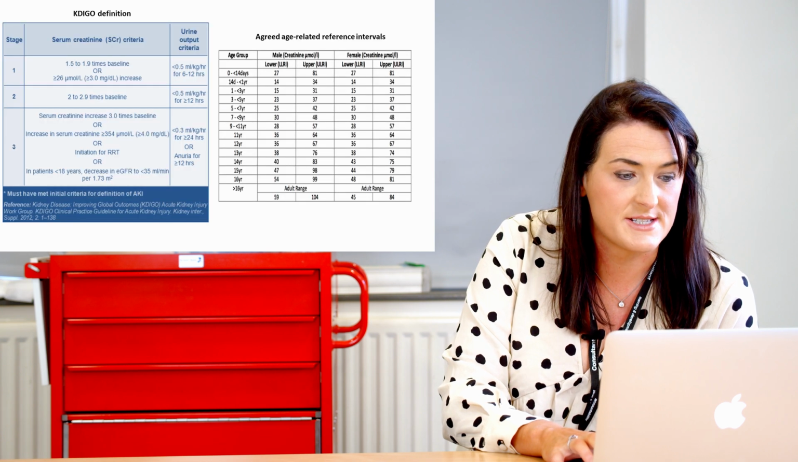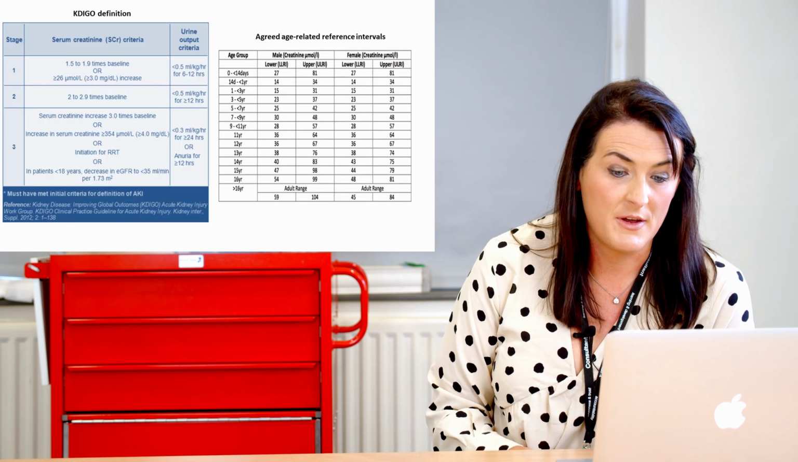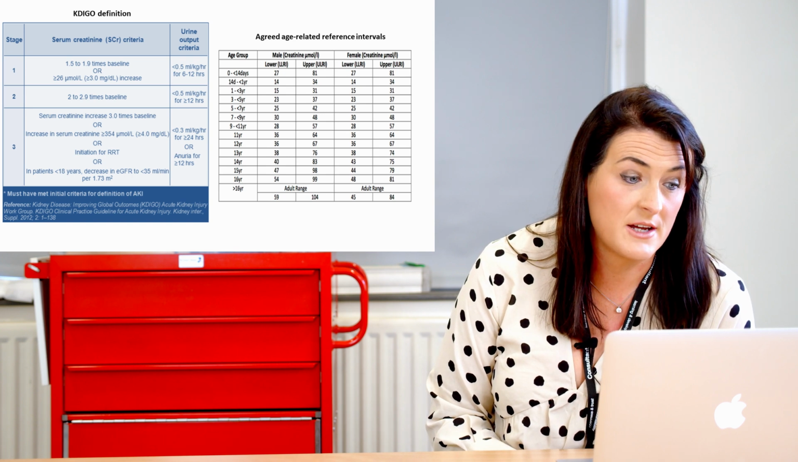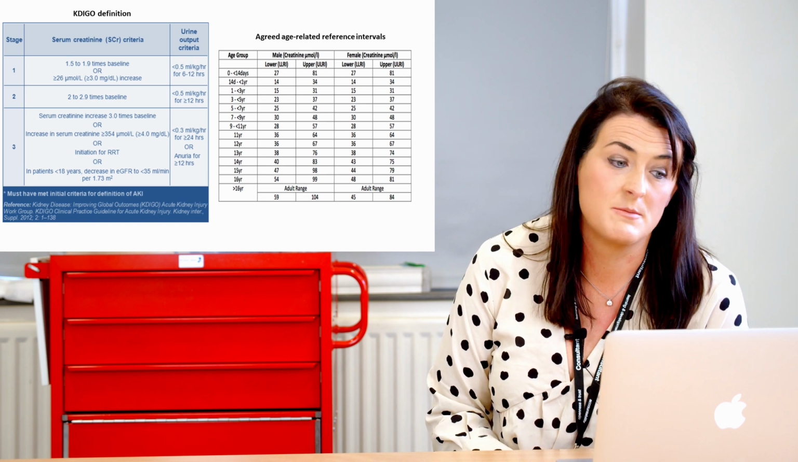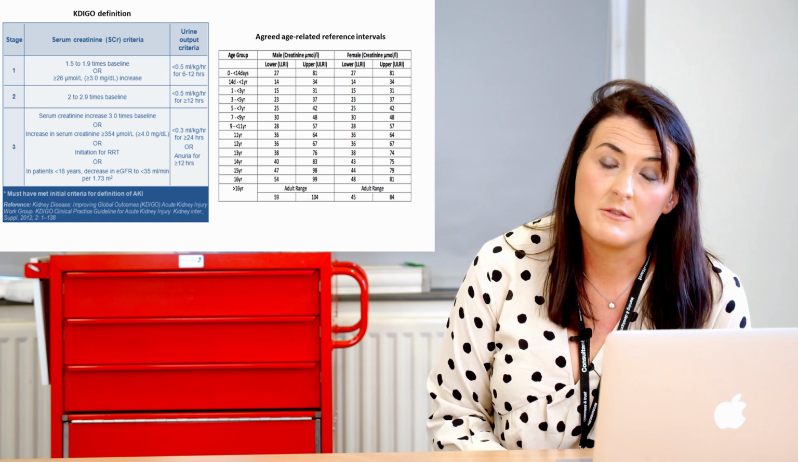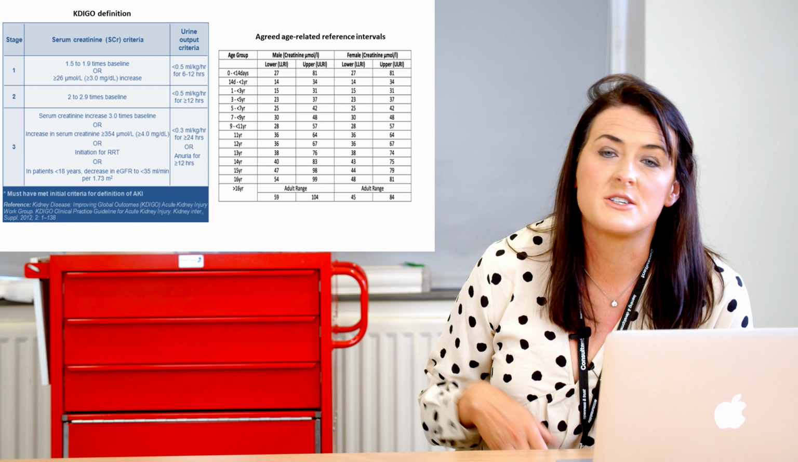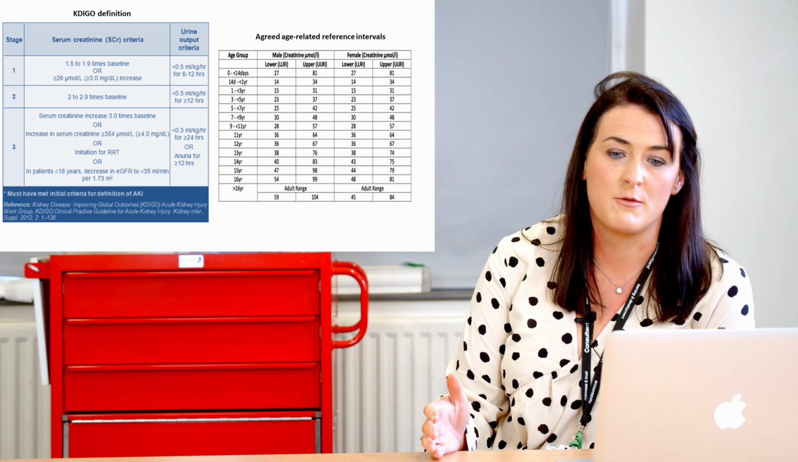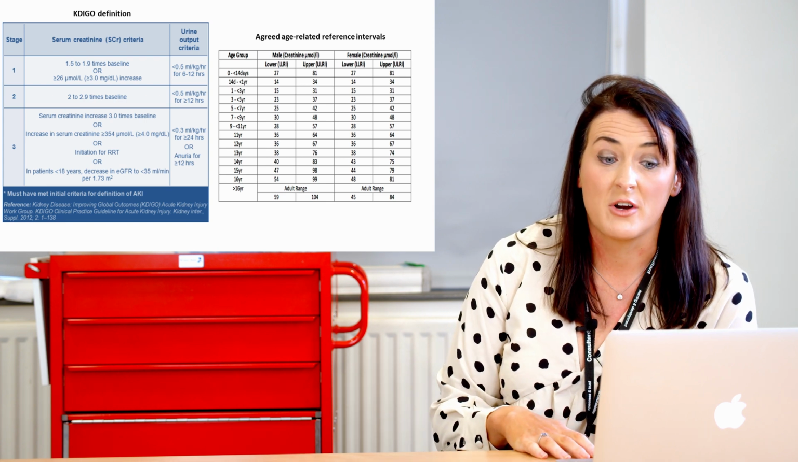And again, that's just a slide to show the definition as per KDIGO, stages 1, 2 and 3, 3 being the most severe, 1 being less so, and that table of agreed age-related intervals. So that child that comes into hospital who's never been in before, it gives you an idea of what their creatinine should be.